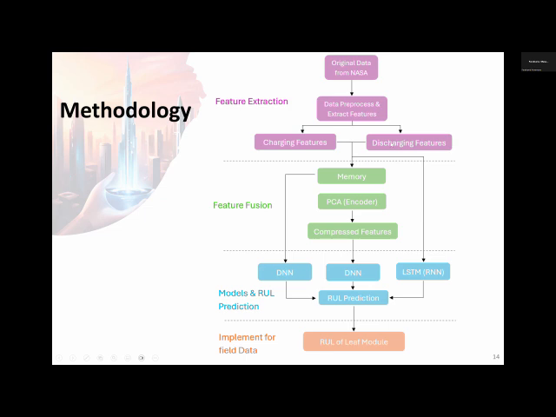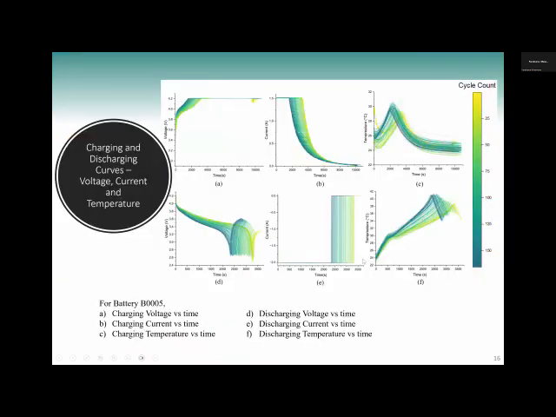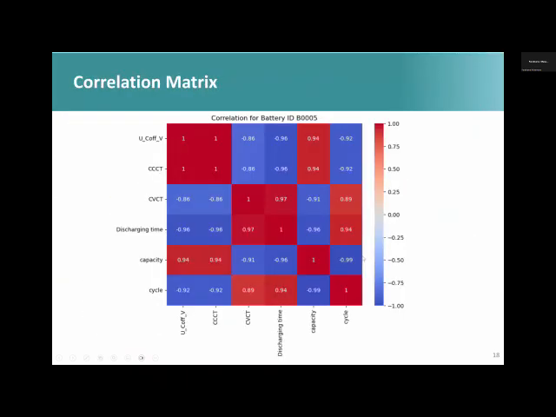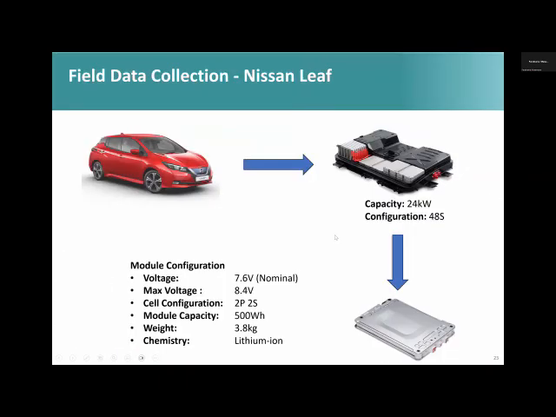We need to take the battery out of the car. We need to charge 3 times and discharge 3 times, and we need to record the current, voltage, and temperature. These are the 3 parameters we look for, and we get the memory features, and based on this input data we can predict the remaining useful life of the battery. Based on these results, we were able to identify, and we have tested certain results.